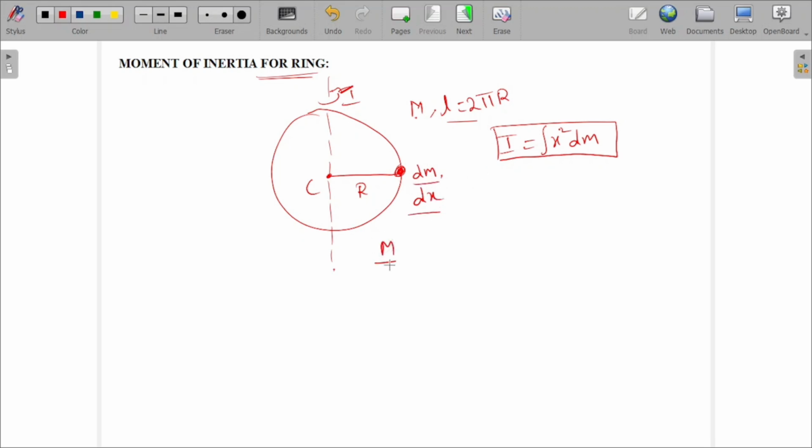Now mass per unit length equals the change in mass per that small element dx. From this, dm will be equal to M by L into dx, and L is 2 pi r. So M by 2 pi r into dx. Now I am going to replace this dm in this equation. So what will we get?